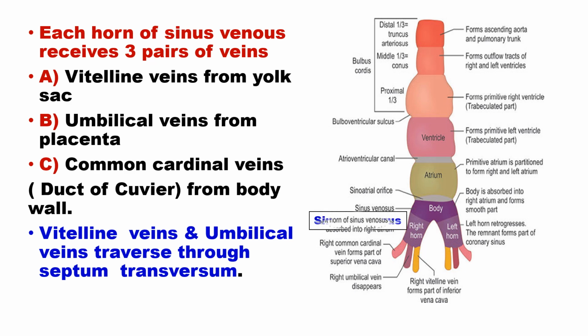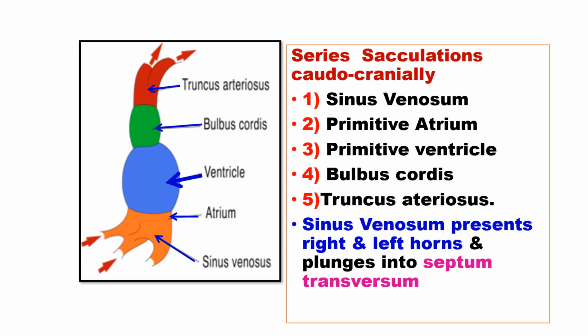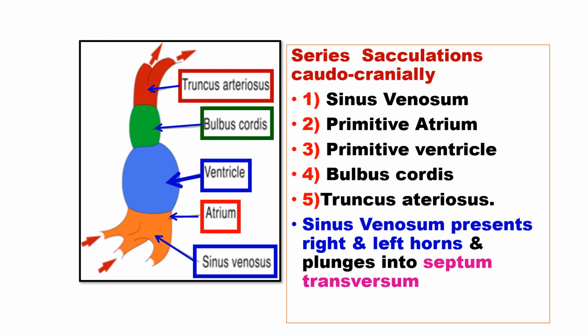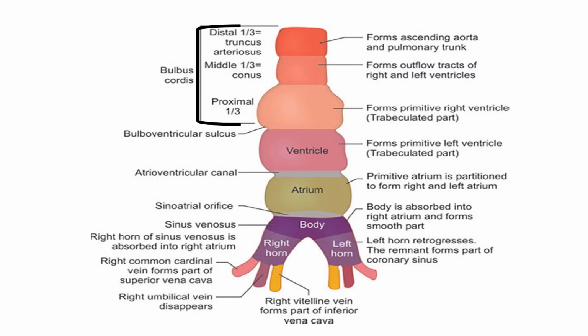Each horn of the sinus venosus receives 3 pairs of veins: the vitelline veins from the yolk sac, the umbilical veins from the placenta which carry oxygenated blood, and the common cardinal veins or ducts of Cuvier, which drain the body wall. Vitelline veins and umbilical veins traverse the septum transversum. In fact, the sinus venosus with its right and left horns plunges into the septum transversum.